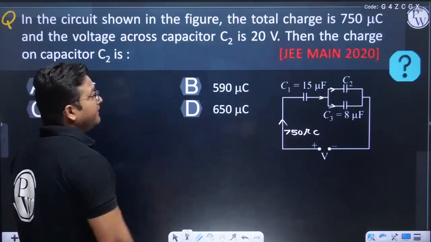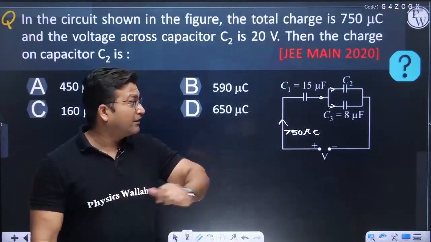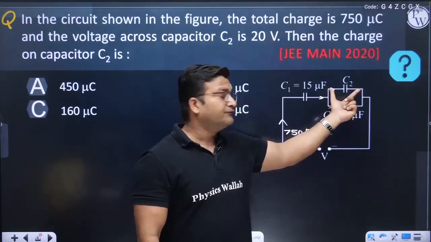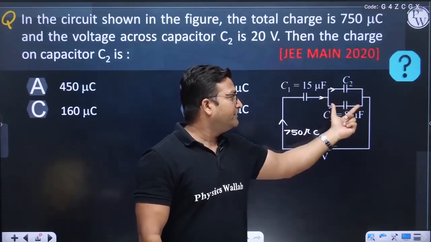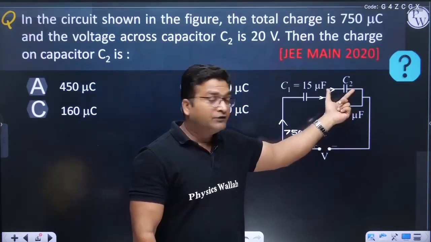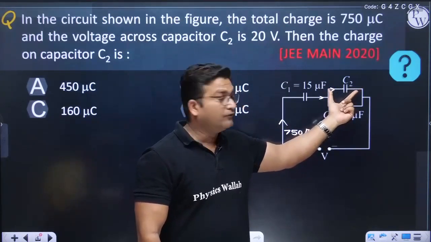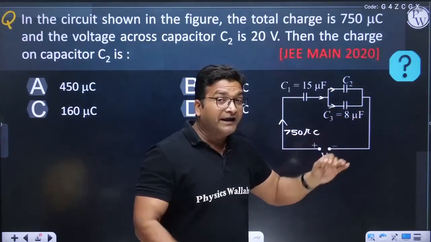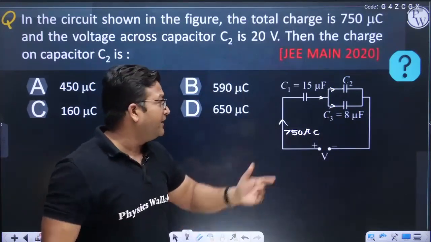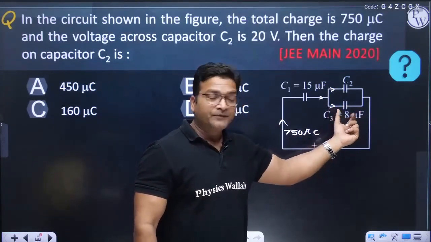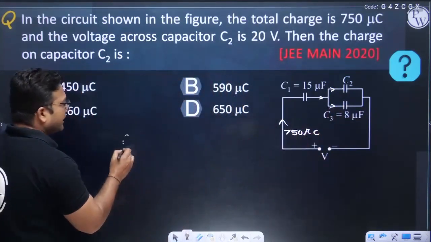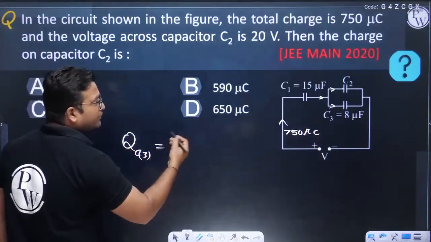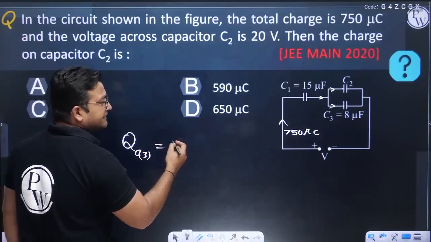Now they are saying the potential difference across capacitor C2 is 20 volt, right? Here the potential difference is 20 volt, and these two are in parallel. So if here the potential difference is 20 volt, here too the potential difference will be 20 volt. So I can say across C3 the potential difference is 20 volt. So let us find the charge in C3, and in C3 the charge Q will be C times V.